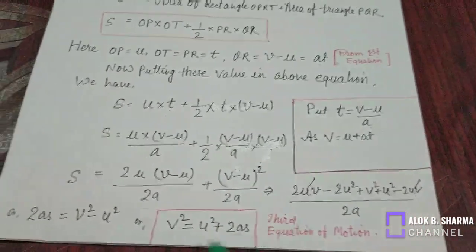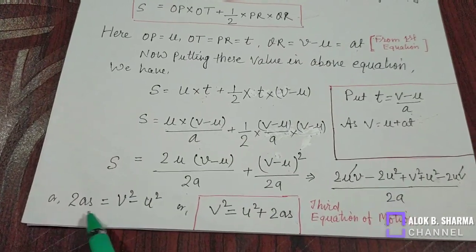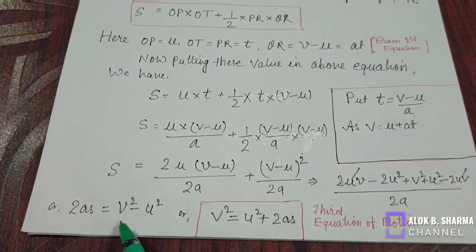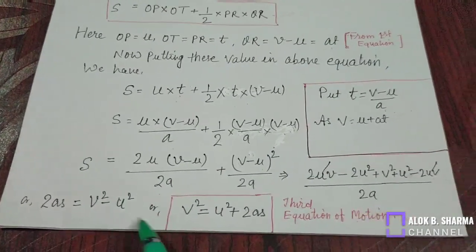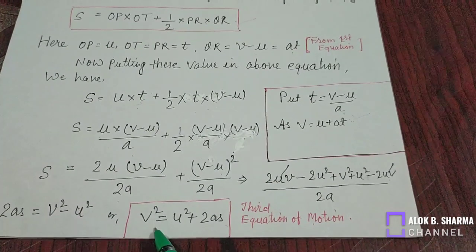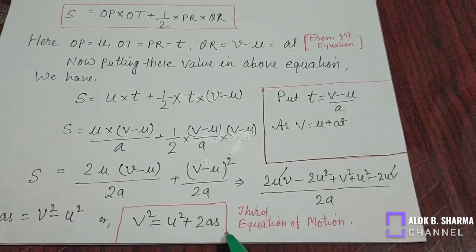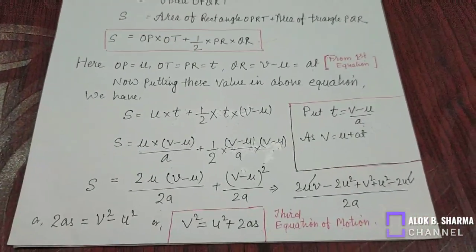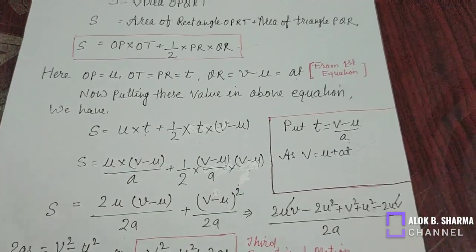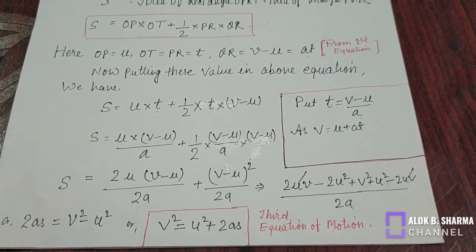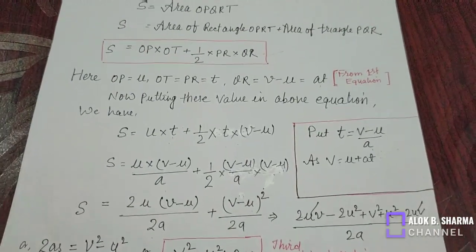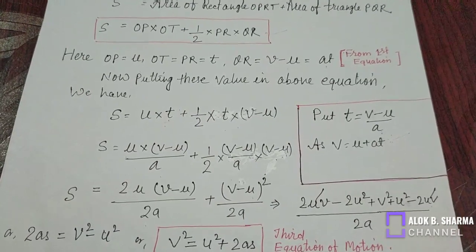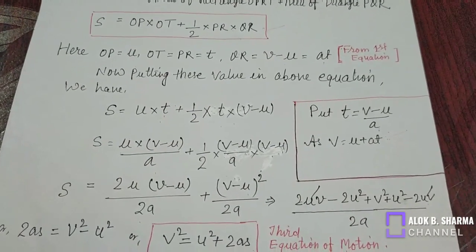Now the left-hand side becomes 2as, as 2a comes across, and the right-hand side is v square minus u square. Transposing this, we get v square equals u square plus 2as, which is the third equation of motion. So the third equation of motion is obtained by calculating the area of the velocity-time graph, similar to the second equation of motion, but we have to replace the value of t by (v minus u) upon a.